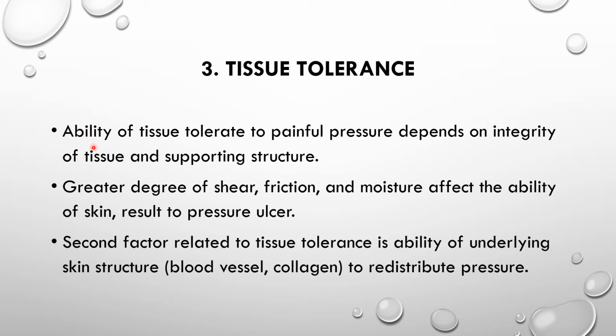Third one is the tissue tolerance. The ability of a tissue to tolerate a painful pressure depends upon the integrity of the tissue and its supporting structure. The type of tissue that supports that area, and also the integrity of the tissue, define the tolerance of that particular area. A greater degree of any factor like shear, friction and moisture affects the integrity of the skin, and results in a pressure ulcer.